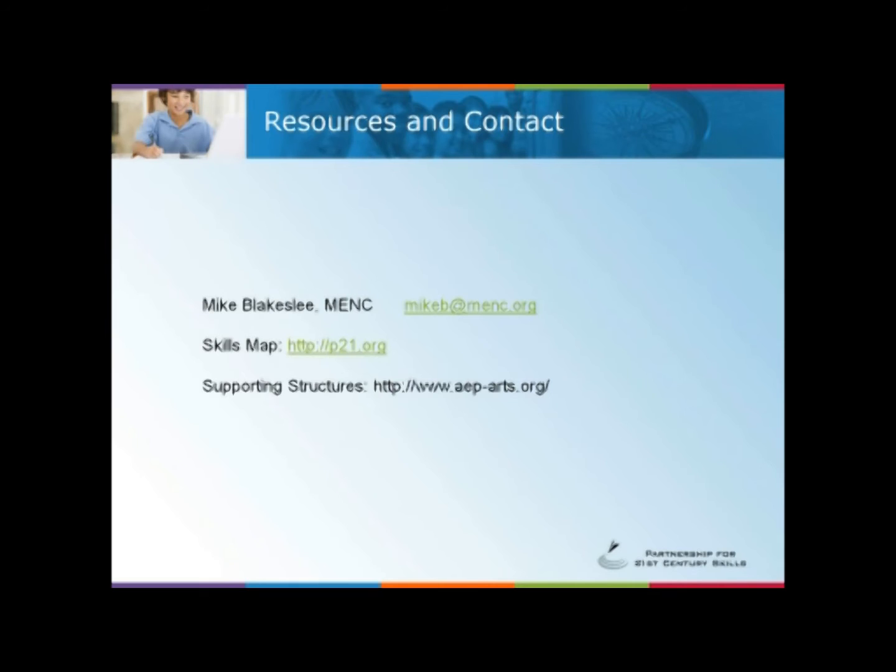I mentioned that we as a group, that is the writers of the Skills Map, had also developed a document on the supporting structures. That is, if kids are going to have half a chance of reaching these skills, what do you need in terms of the arts? And that document lives on the Arts Education Partnership website at the URL you see in front of you. So that's basically my whirlwind tour of the Art Skills Map. If anybody has any questions, I'd be happy to answer them.